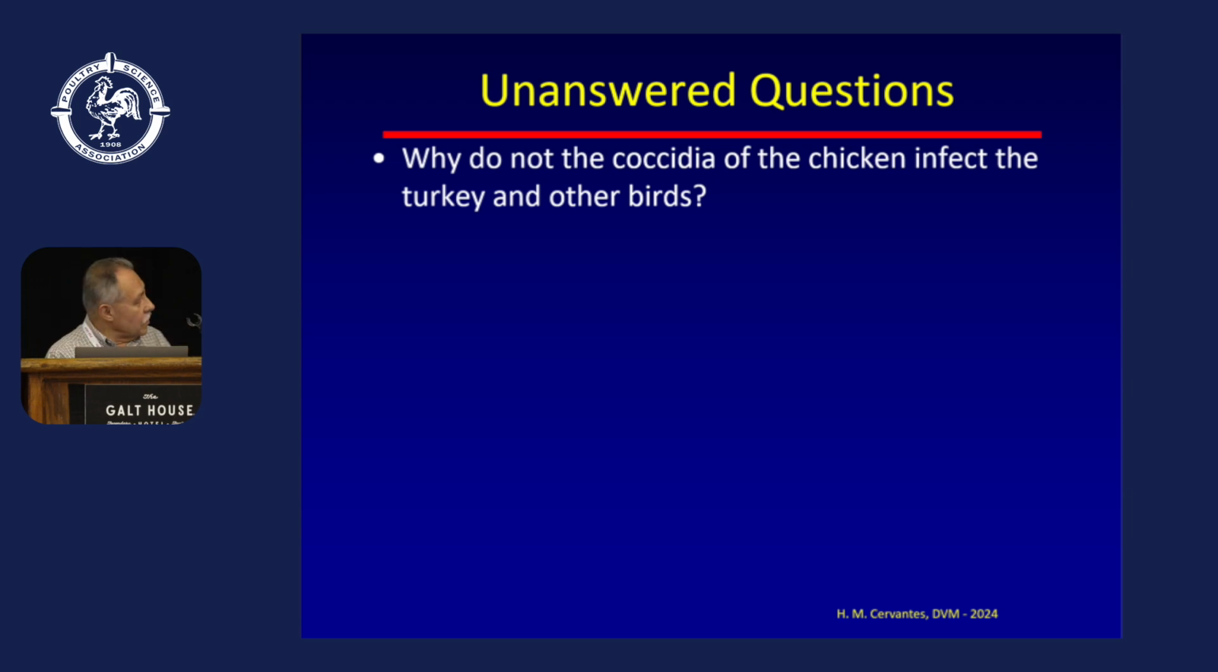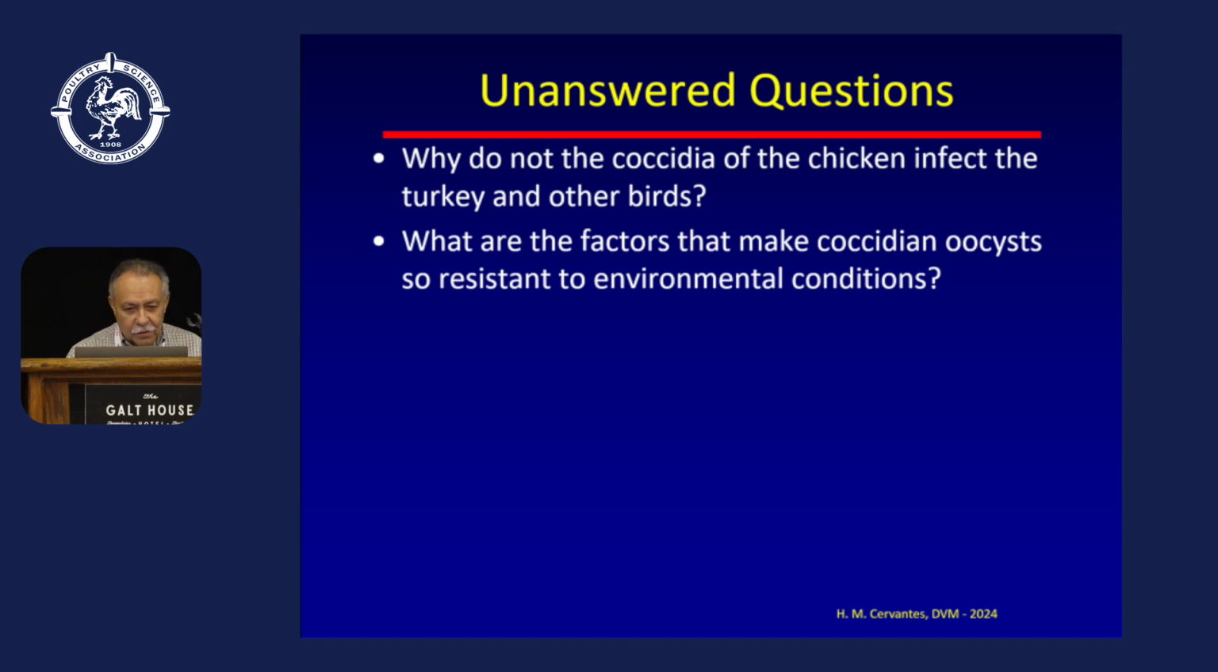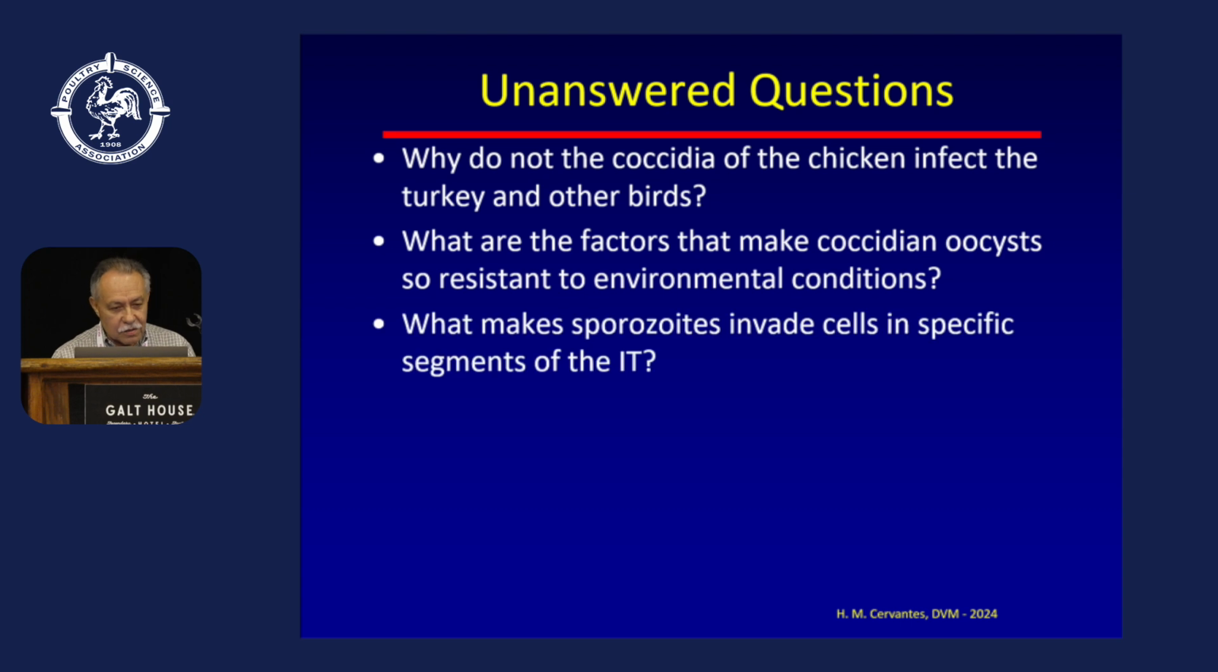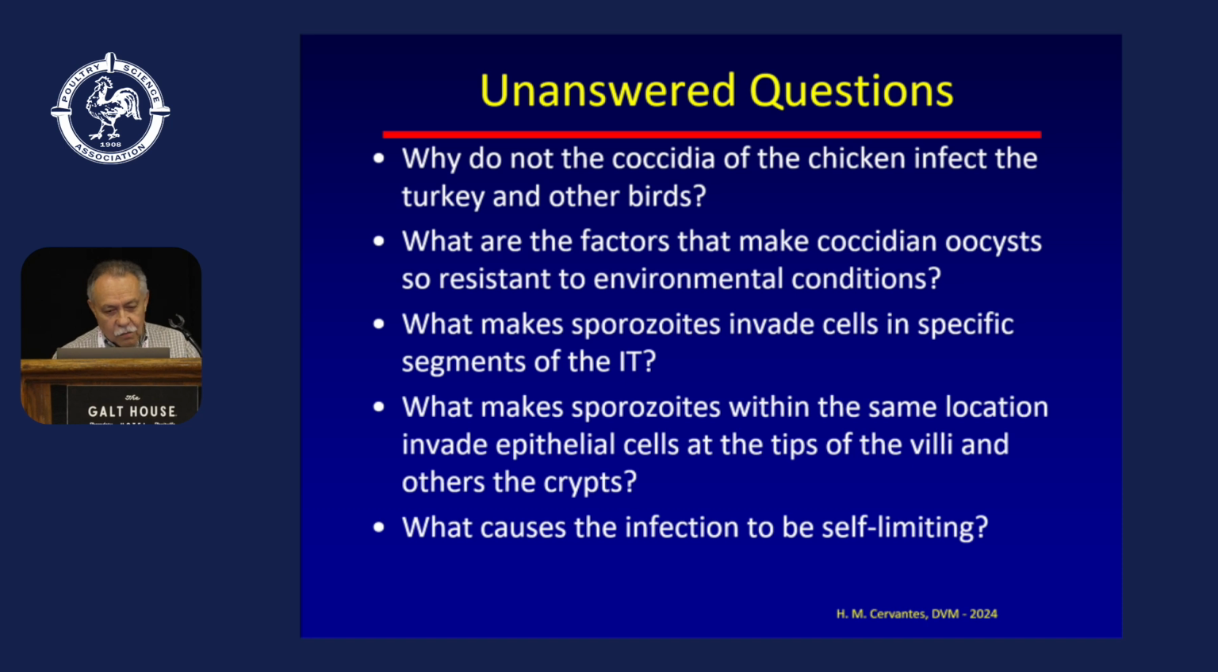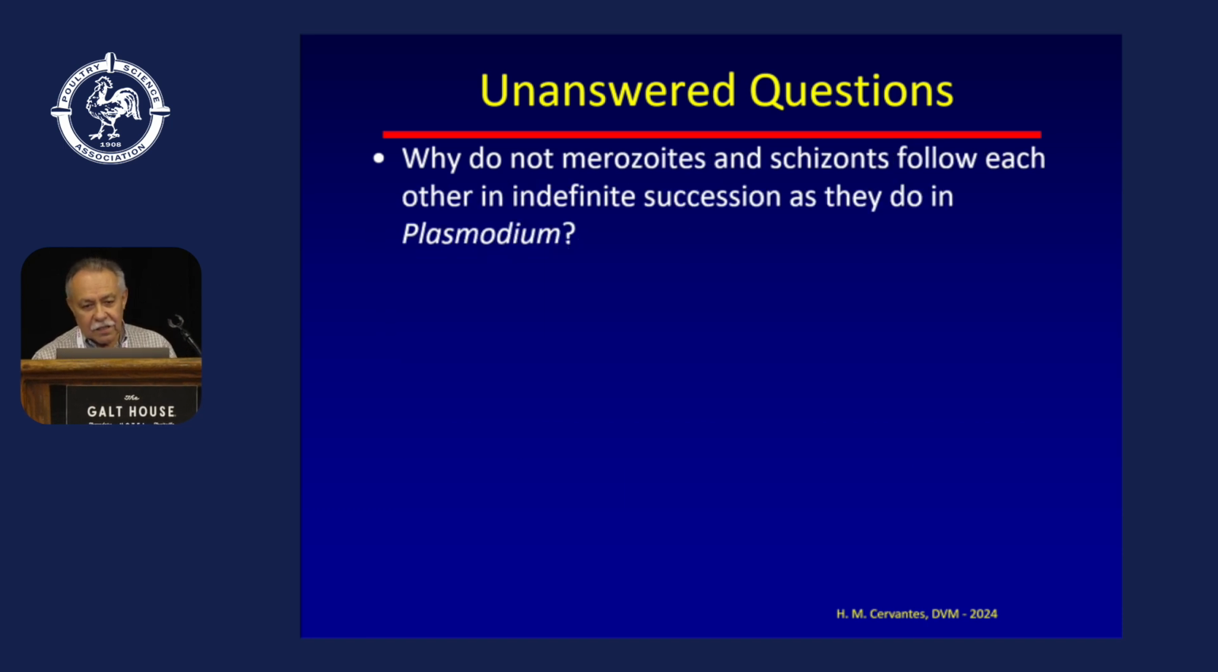For example, some questions remain unanswered. Why do not the coccidia of chicken infect the turkey and other birds? What are the factors that make coccidiosis so resistant to environmental conditions? What makes sporozoites invade cells in specific segments of the intestinal tract? What makes sporozoites within the same location invade epithelial cells at the tips of the villi versus others in the crypt? What causes the infection to be self-limiting?